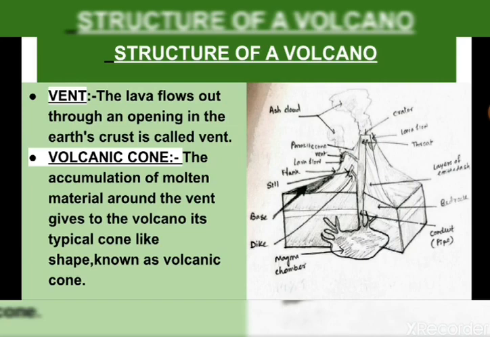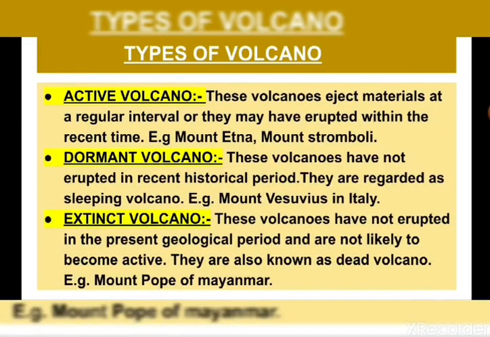Next is volcanic cone. The accumulation of molten material around the vent gives the volcano its typical cone-like shape, which is called volcanic cone. The next topic is the types of volcano. So there are mainly three types of volcano: active, dormant and extinct.